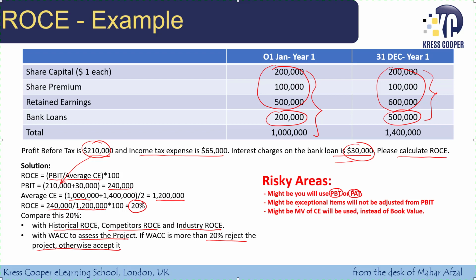Might be exceptional items will not be adjusted. Suppose profit before interest and tax is carrying exceptional items or extraordinary items, might be you will not adjust them. These are the chances of error as well. And third thing is, might be the market value of capital employed will be used instead of the book value. These are the risky areas. You need to be very careful while applying the return on capital employed.